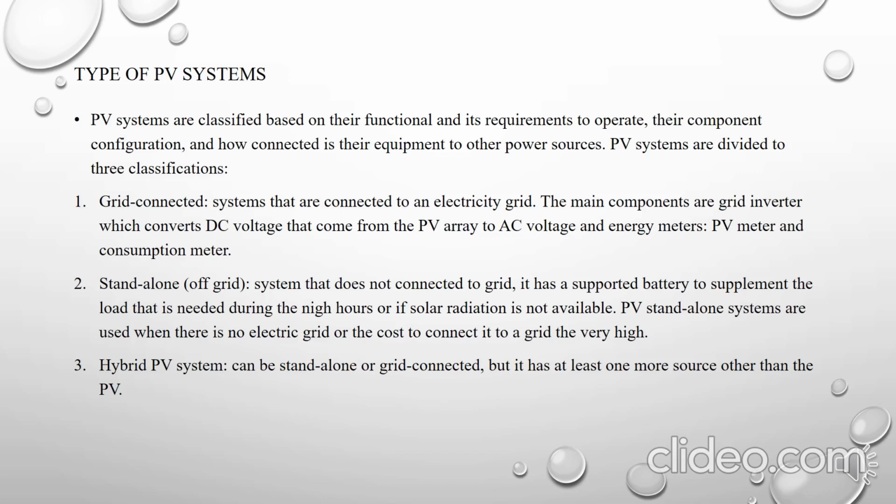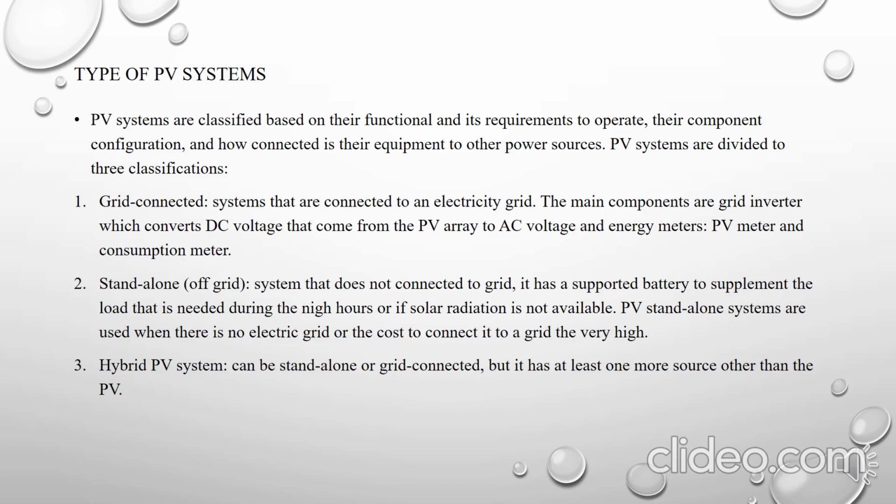Types of PV system. PV systems are classified based on their functional and operational requirements, the component configuration, and how their equipment is connected to other power sources. PV systems are divided into three classifications. First is grid connected. These are systems connected to an electricity grid. The main components are the grid inverter, which converts DC to AC voltage, and energy meters.